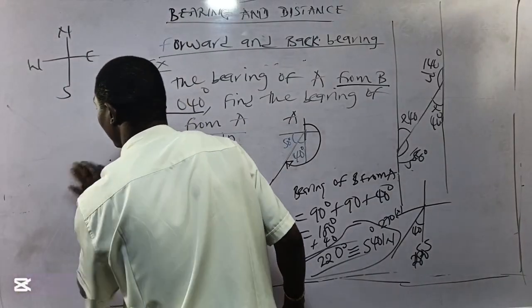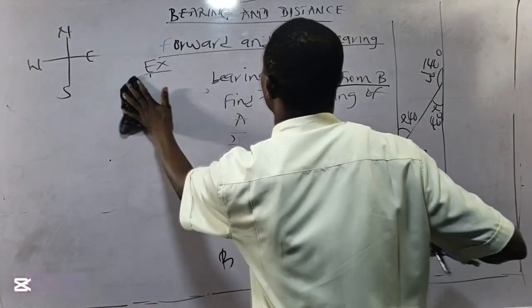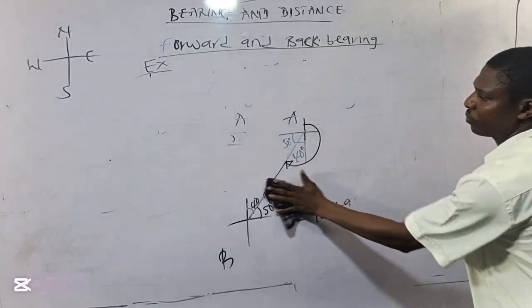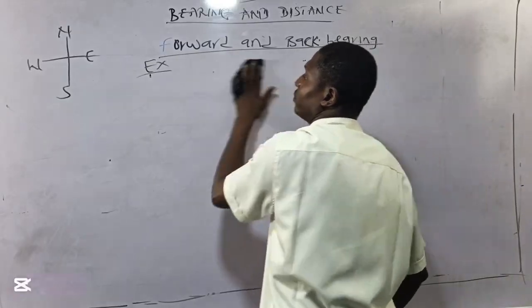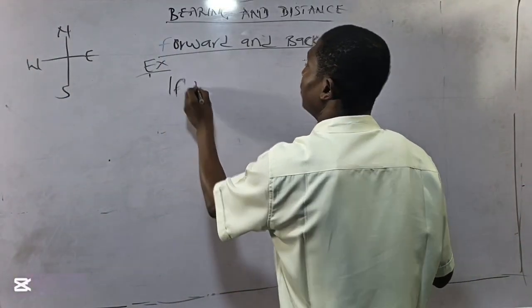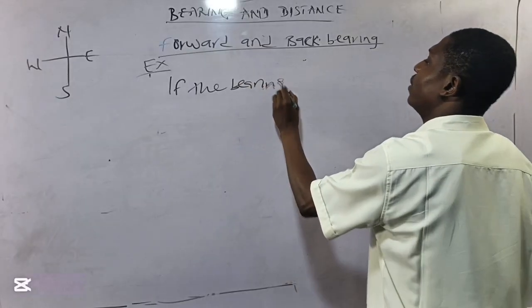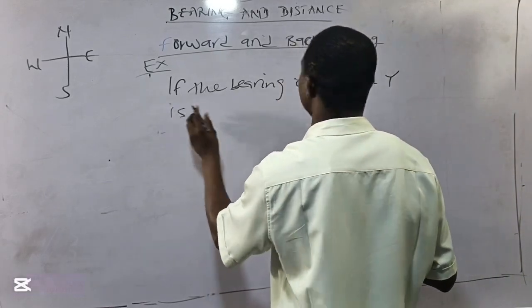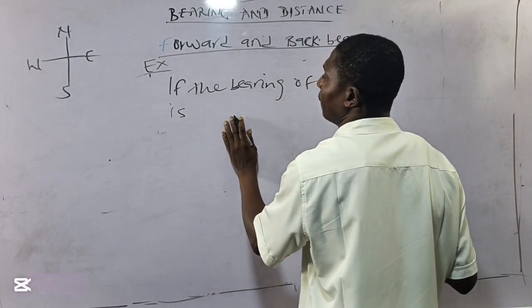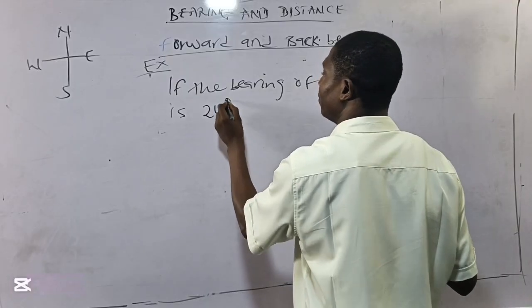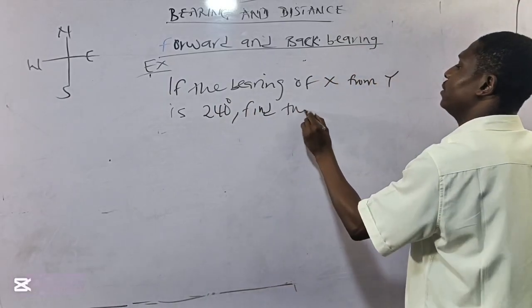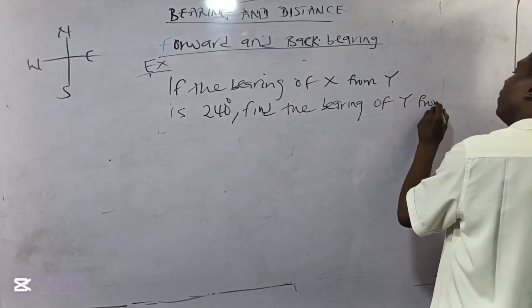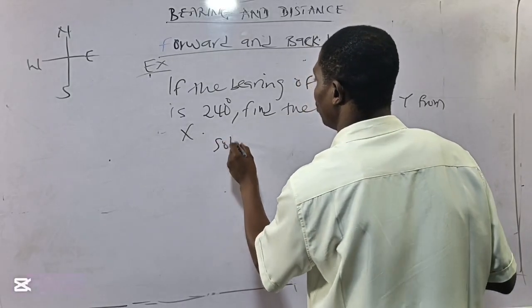Let's check for another question. If the bearing of X from Y is, let me say, 240 degrees, find the bearing of Y from X. Solution.